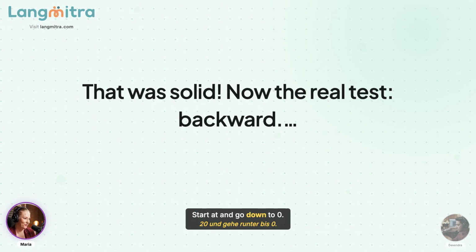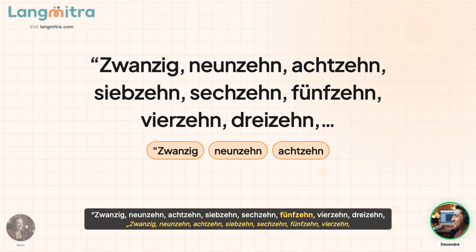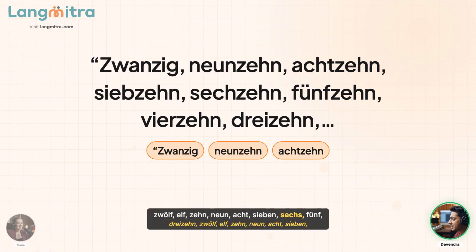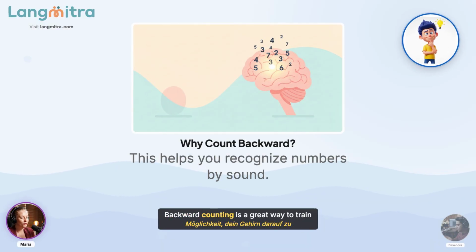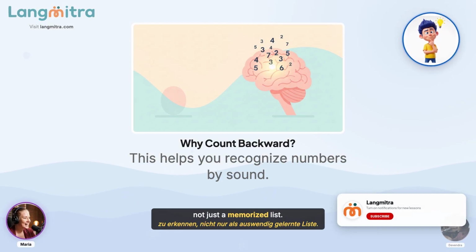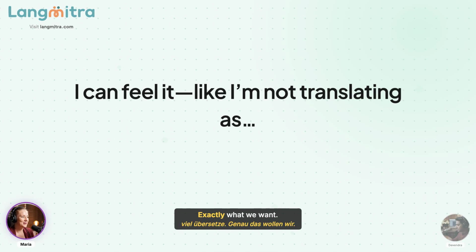Start at 20 and go down to 0. Zwanzig, neunzehn, achtzehn, siebzehn, sechzehn, fünfzehn, vierzehn, dreizehn, zwölf, elf, zehn, neun, acht, sieben, sechs, fünf, vier, drei, zwei, eins, null. Excellent. Backward counting is a great way to train your brain to recognize the numbers as sounds, not just a memorized list. I can feel it, like I'm not translating as much. Exactly what we want.